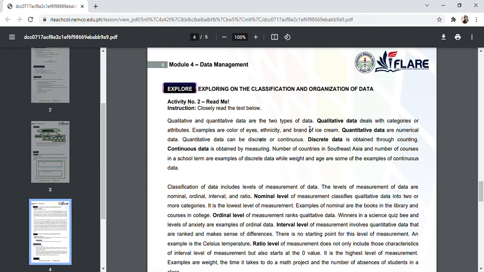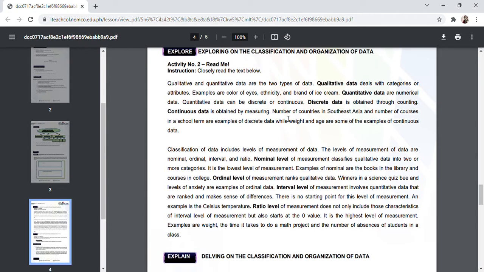Now, for this one, of course, we will be talking about again the classification and organization of data. So we have here what we call qualitative and quantitative data, the 2 types of data. Qualitative data deals with categories or attributes. Examples are color of eyes, ethnicity, and brand of ice cream. When we say quantitative data, these are numerical data. So kung moingon ta na quantitative data, these are data measures of values or counts and are expressed as numbers. Quantitative data is from the word quantity, where these are the measures of values or counts and expressed as numbers. So numbers ang quantitative data.